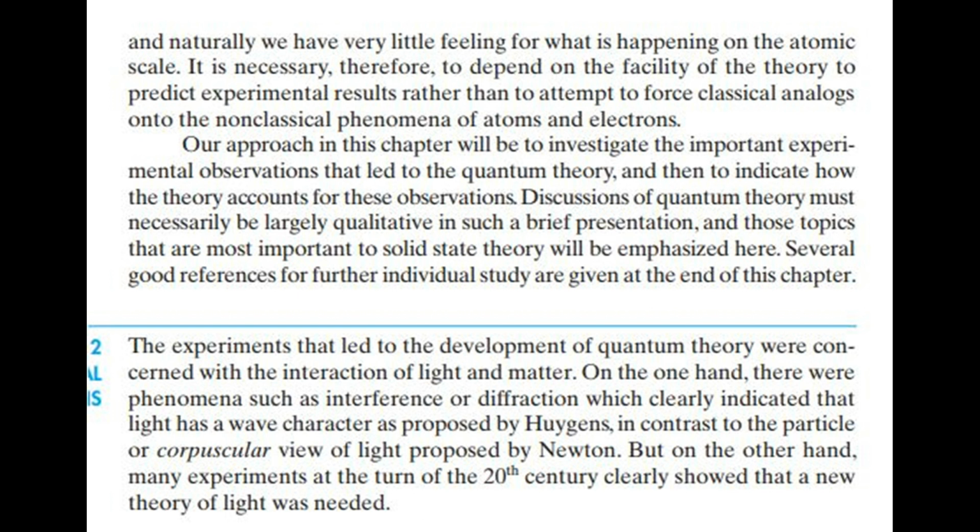Our approach in this chapter will be to investigate the important experimental observations that led to the quantum theory, and then to indicate how the theory accounts for these observations. Discussions of quantum theory must necessarily be largely qualitative in such a brief presentation, and those topics that are most important to solid-state theory will be emphasized here. Several good references for further individual study are given at the end of this chapter.